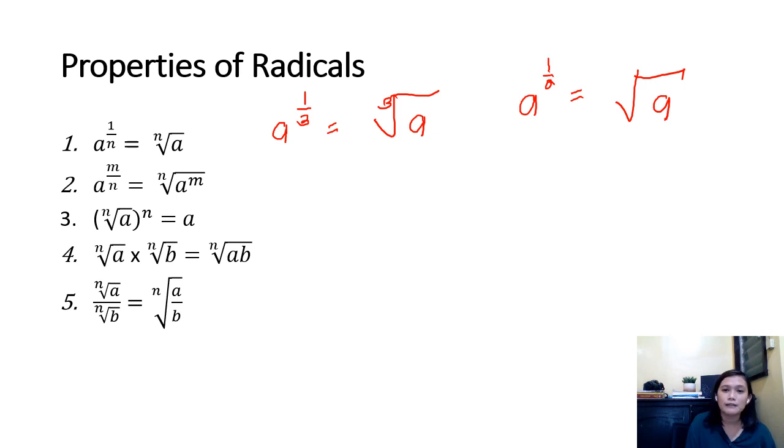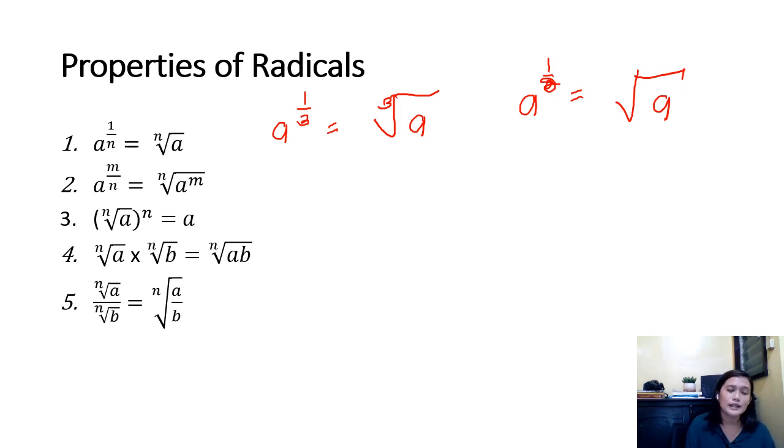When it is 1/2, our n there is 2, and it simplifies to the square root of a. It's pretty understandable that a is raised to 1/2, or our n is 2, because it's a square root. You don't need to put 2 there. It's pretty understandable that this n is 2.